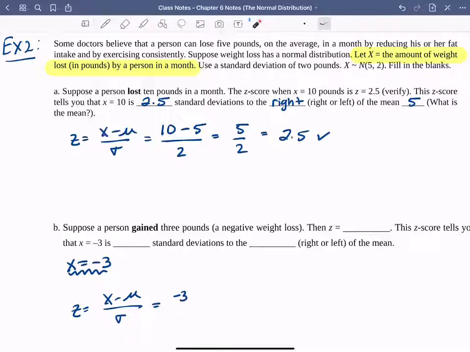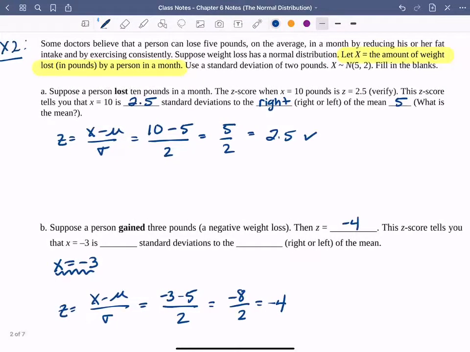We still have the same distribution. Our mean is still 5, and our standard deviation is still 2. So negative 3 minus 5 divided by 2. You can keep writing it out if you want to. Negative 8 over 2 is negative 4. So what does this tell us? Then z equals negative 4.